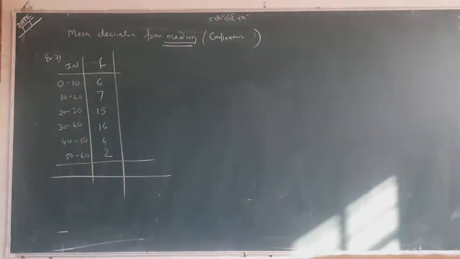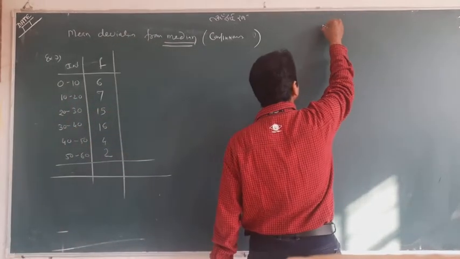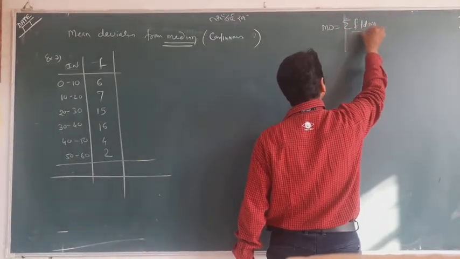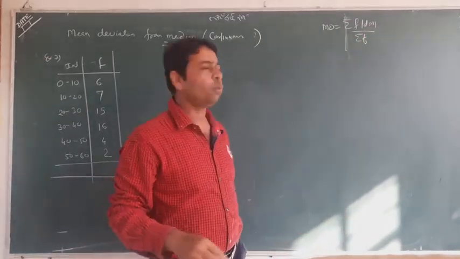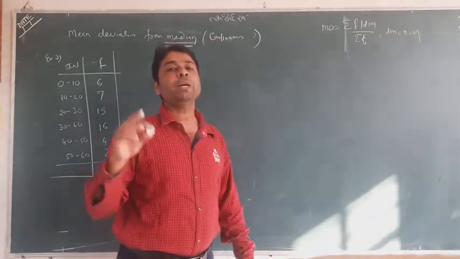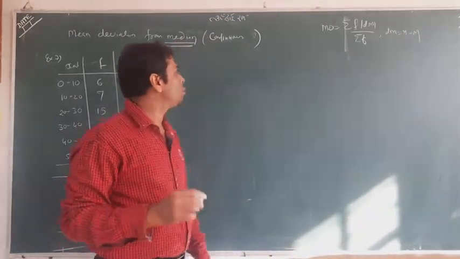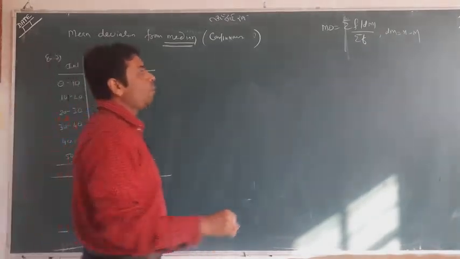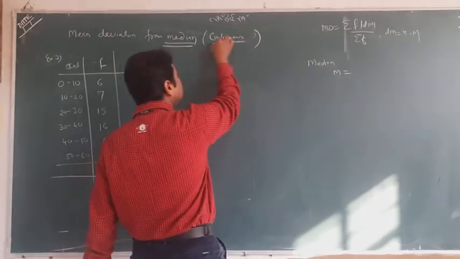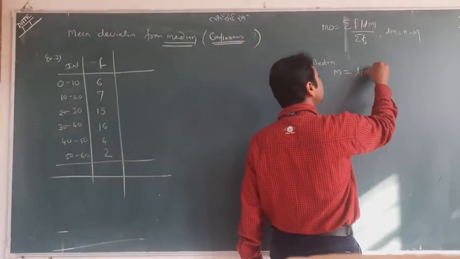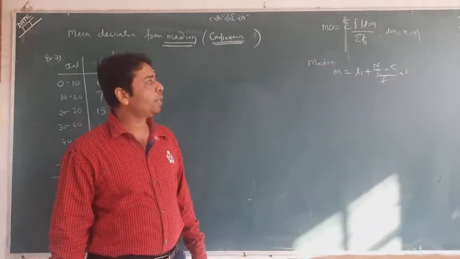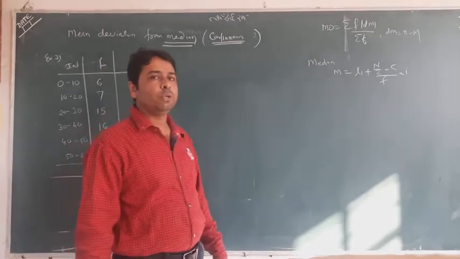So students, now again I would say one thing: the mean deviation formula is summation f dm upon summation f, no change at all. And dm is equal to x minus M. So we need a median anyhow. So how can we find a median? First of all, you should know the formula for median. So median for continuous sequence is L1 plus (n by 2 minus c) upon f into i. This is a specific formula. You need all of these one by one.